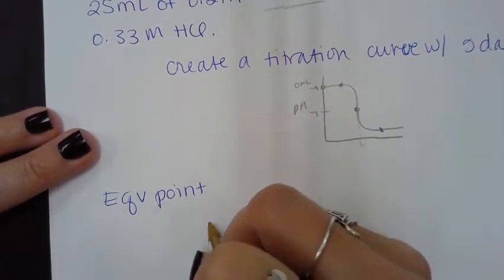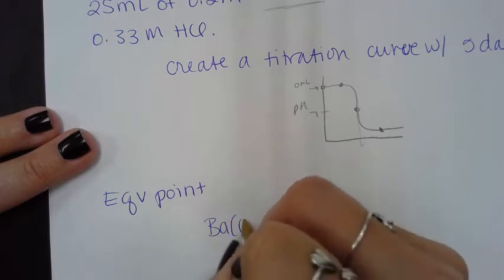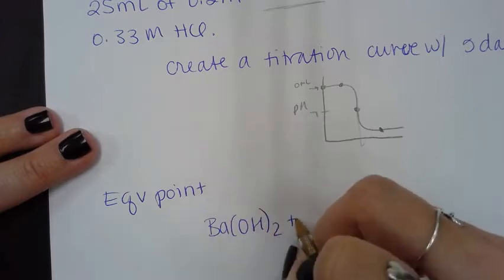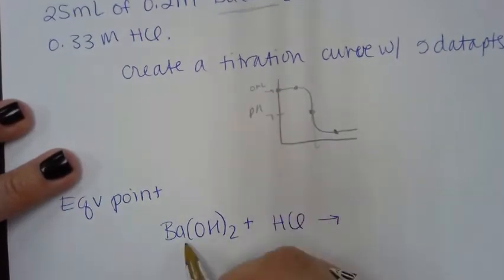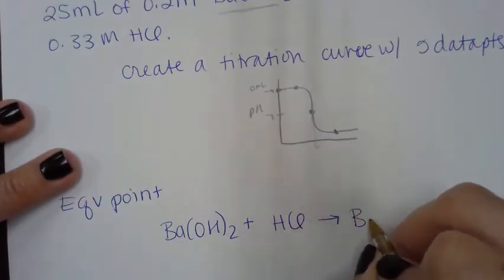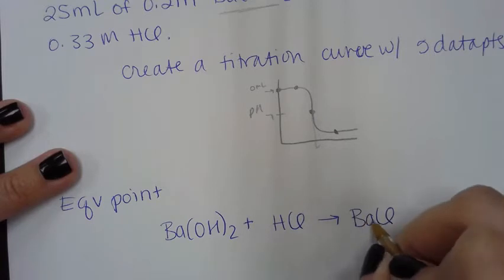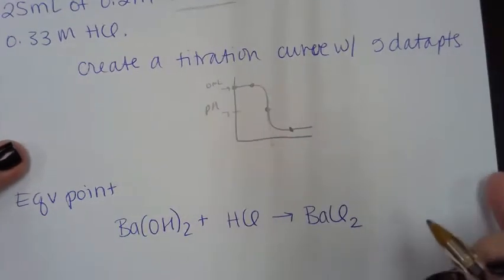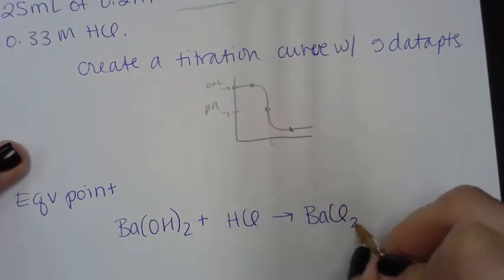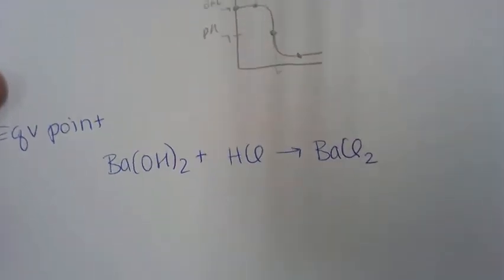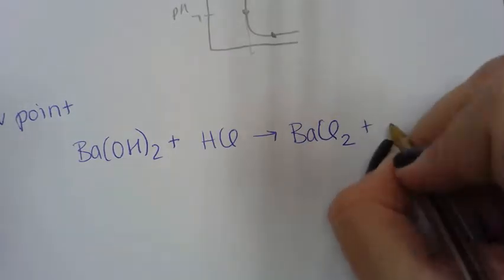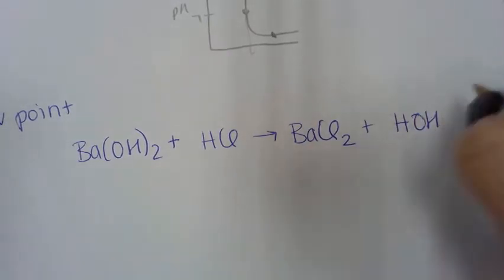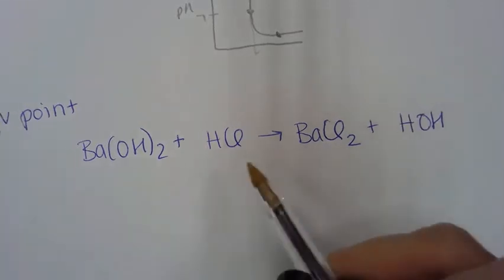I'm going to need a balanced chemical equation. So I've got my Ba(OH)2 plus HCl yields BaCl. However, this is a 2 plus, that's a 1 minus, so it's going to be BaCl2, because you need 2 Cl's to balance out and make that ionic compound neutral overall. Plus H and OH are going to go together and make water. It's just easy to write it as HOH when we're dealing with acids and bases.